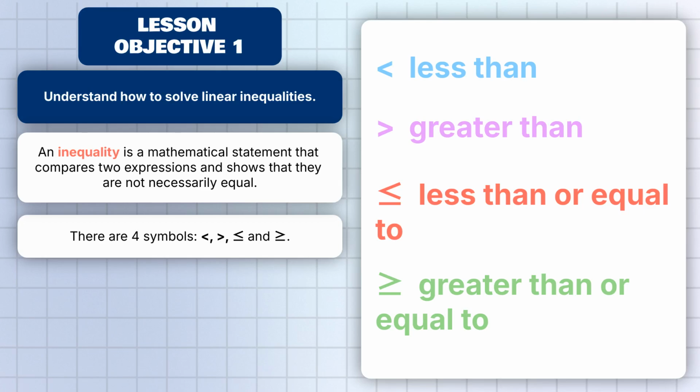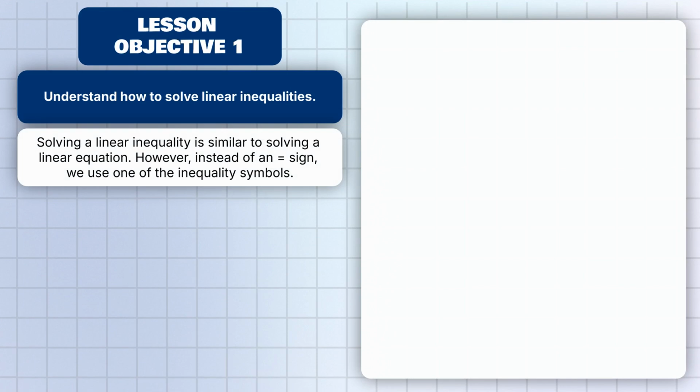Great. Now let's move on to solving a linear inequality. Solving a linear inequality is similar to solving a linear equation. However, instead of an equal sign, we use one of the inequality symbols. The goal is to isolate the variable on one side of the inequality.